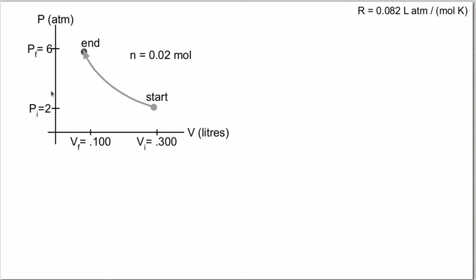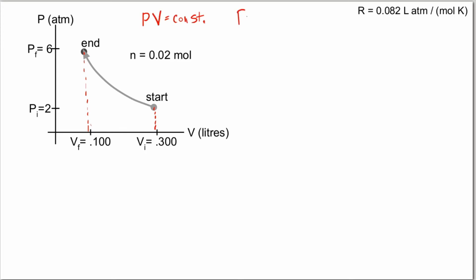In this video, we'll be talking about how to calculate the work in an isothermal process. So here we have an example of an isothermal process. I begin at this starting volume, 0.3 liters, and I'm ending at this final volume, 0.1 liters, and we've increased our pressure by a factor of 3. Notice that as we decrease the volume by a factor of 3, we increase the pressure by a factor of 3, so that PV is equal to a constant.